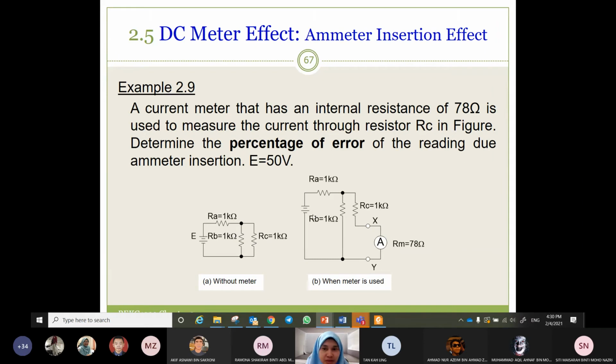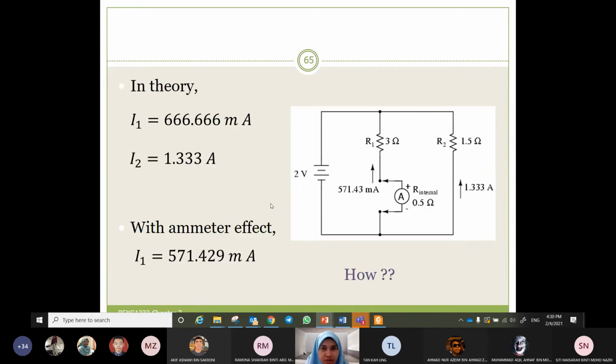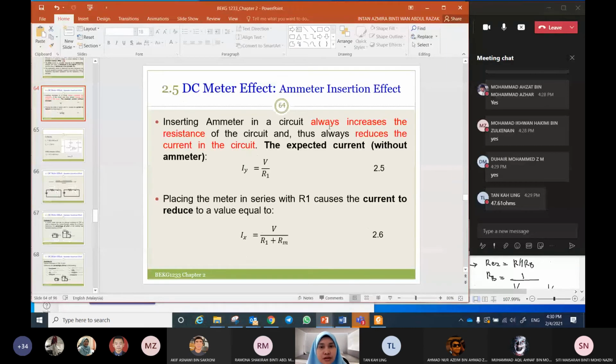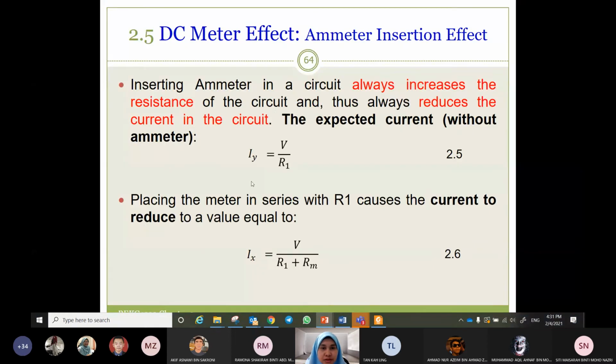The R must be higher, not reduced. Yes, increase R and reduce current. The expected current without an ammeter is I equals V over R. But by placing the ammeter, we will put the ammeter in series with the circuit.